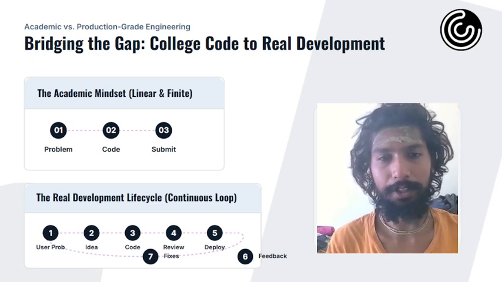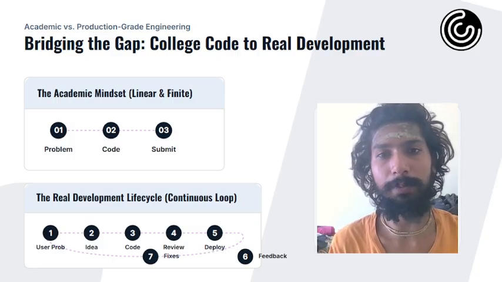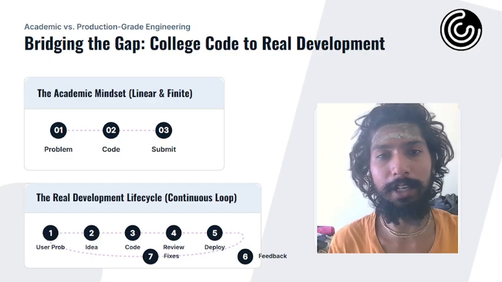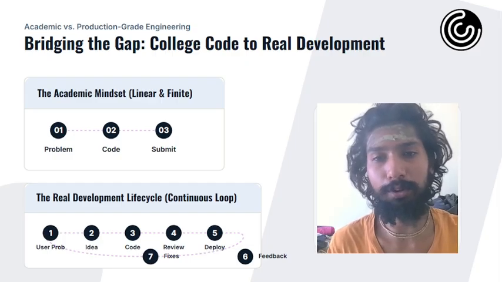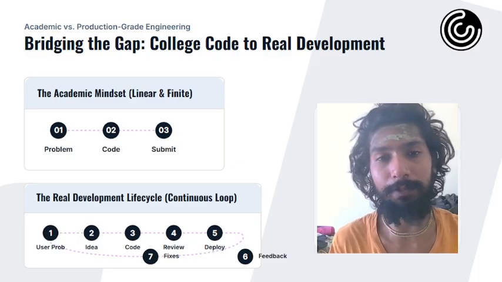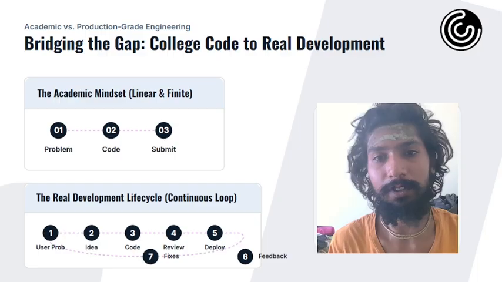Today is day one of our real engineering program. In college coding, we usually solve one problem, submit it, and move on. But in software development, coding is only one part of the work. A real developer has to understand the idea, write code, save it properly, push it to GitHub, create a pull request, get it reviewed, deploy it, test it live, find bugs, fix bugs, and then deploy again.